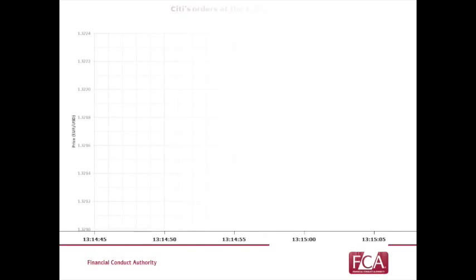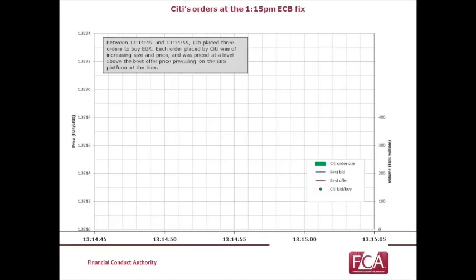In the 15 seconds before the fix, Citi placed 4 buy orders of increasing size and price, and which were priced at a level above the prevailing offer price, that is, seeking to buy at prices which are higher than where sellers are offering to sell. This slide operates in real time, so let's see what happened in those 15 seconds.